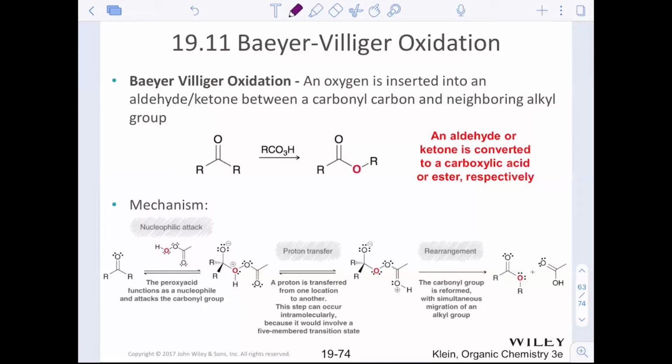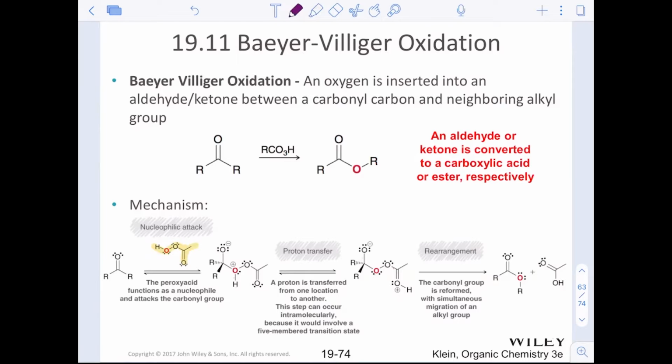If you have an aldehyde, it's converted to a carboxylic acid. If you have a ketone, it's converted to an ester. Let's look at this reaction mechanism. You use a peroxy acid, one of my favorite functional groups. Remember, the peroxy acid looks very similar to a carboxylic acid, but it has a peroxide bond in it.